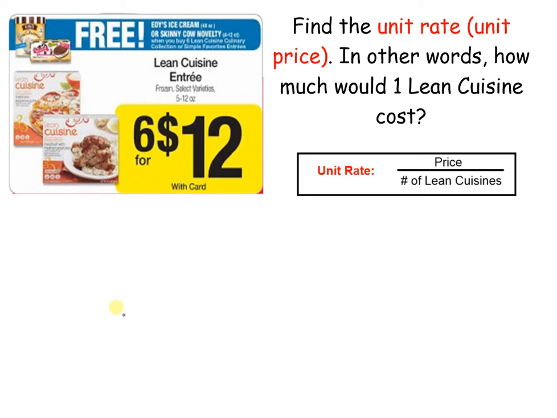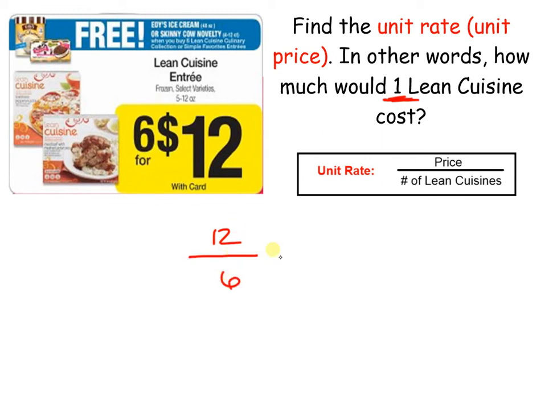Those are from the frozen food section. You may have them in your house or know what they are. So we're going to calculate the unit rate. We need to find the unit rate. In other words, how much would one Lean Cuisine cost? Remember, we need to have a denominator of 1. So in order to find the unit rate, we need to calculate the price over the number of Lean Cuisines. So the price is $12 over, how many are we getting?